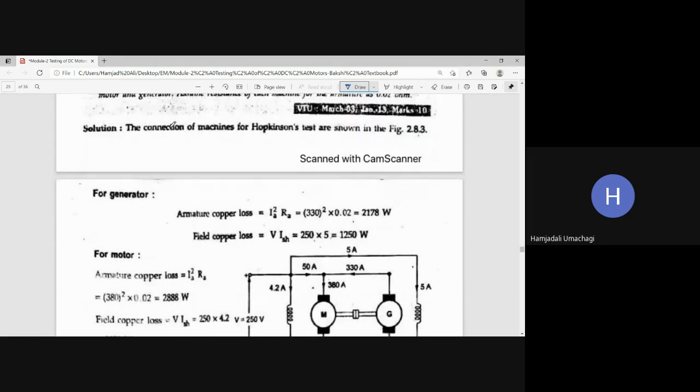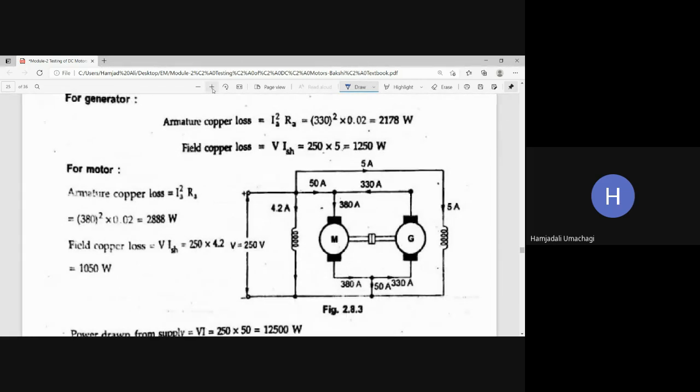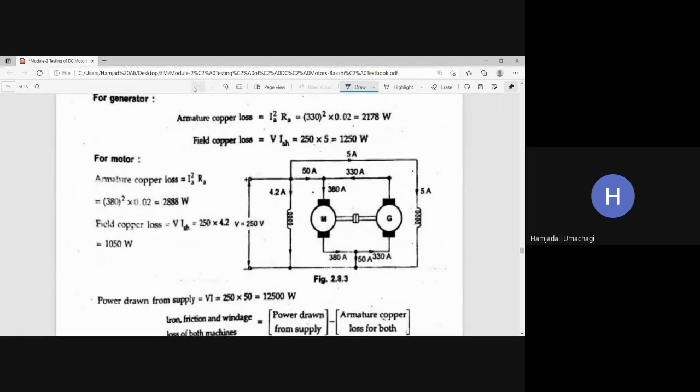The solution is that the connection of the machines for the Hopkinson test is shown in figure 2.8.3. So figure 2.8.3 is this one, where you can see the Hopkinson test using the excluding field winding method. Here the field winding of the motor as well as the field winding of the generator, these two windings, are directly connected to the input power supply, and because of that we call this the Hopkinson test method excluding field winding method.